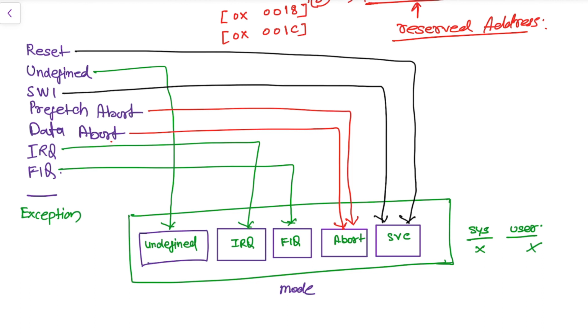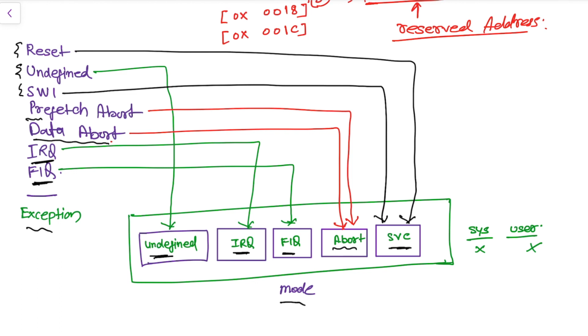So what happens if an FIQ exception occurred? The processor enters into the FIQ mode. If an IRQ exception occurred, the processor enters into IRQ mode. If a data abort exception or a prefetch abort exception occurred, then the processor enters into the abort mode. If SWI or reset occurred, then the processor enters into the SVC mode. And if undefined occurs, then the processor enters into undefined mode. So this is the relation between the exception and the mode.